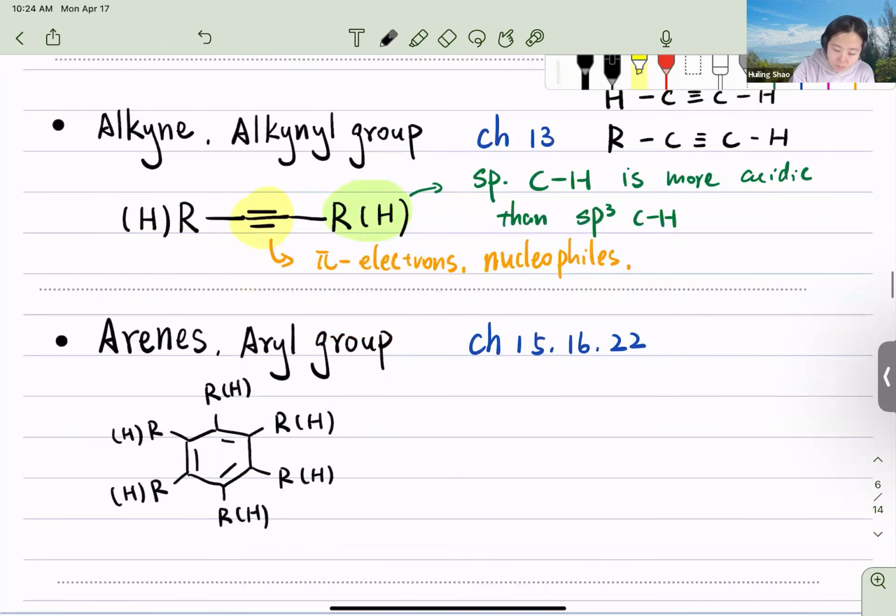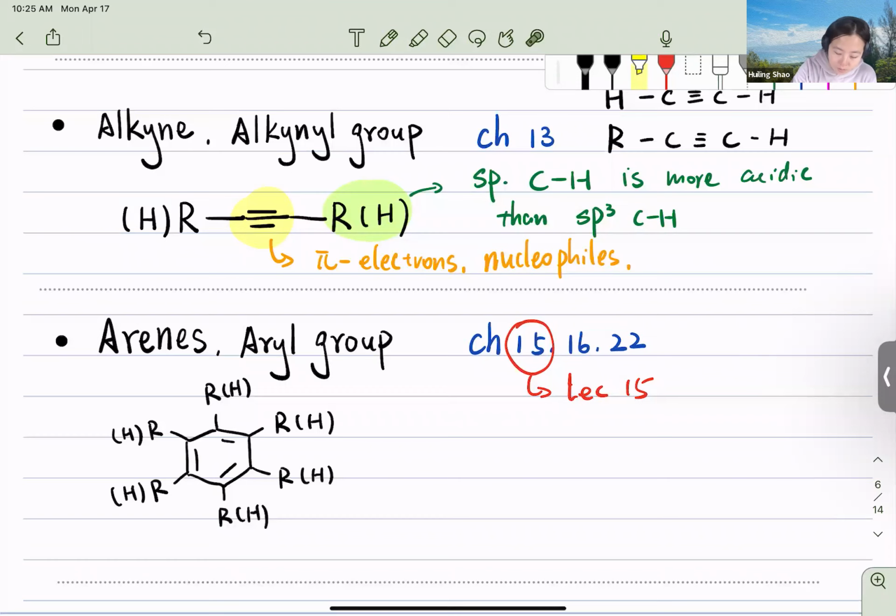The last class of hydrocarbon is called arenes or aryl group. We'll talk more about aryl group, especially focusing on their structures and special properties, in lecture 15. Aryl groups, exemplified by benzene, have very special properties because of the large stabilization coming from the resonance stabilization. All right, so this is the hydrocarbon we were talking about.